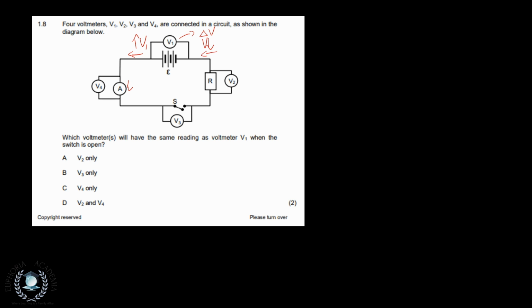So when switch S is open, we are not going to have any current moving throughout this circuit. That would mean that the potential at this side of the switch coming from the battery is actually the same as the potential difference from V1, and because there's no current flowing, that potential difference will be mapped to here. So V3 is the only one that's measuring the same as V1. It was a bit long-winded. Let us get into the meat of the question.